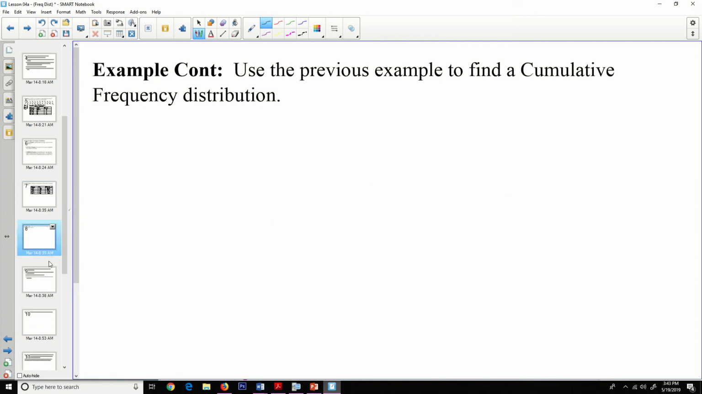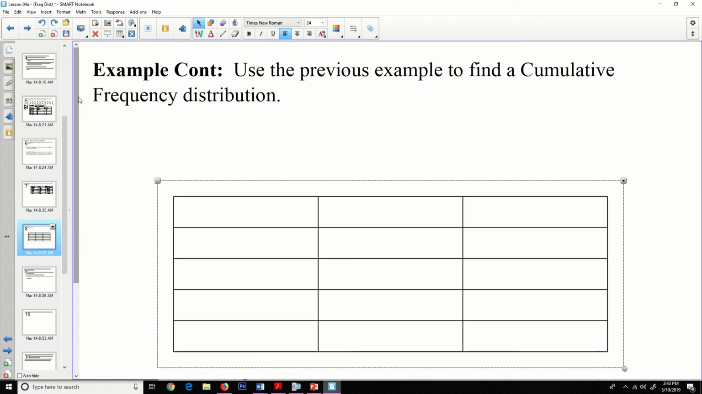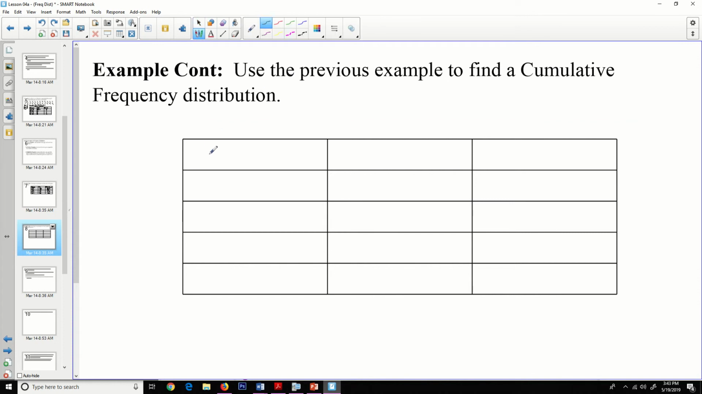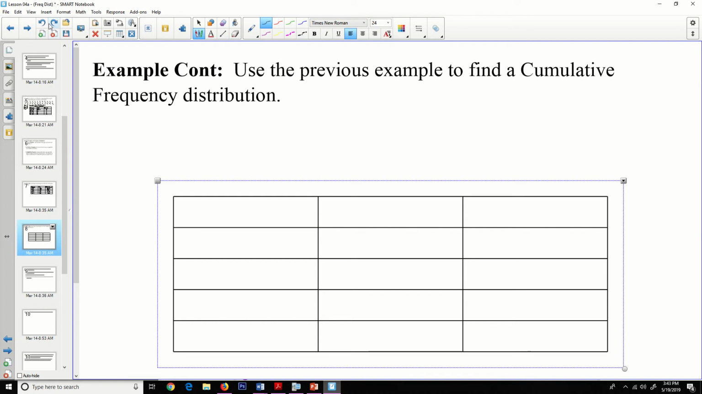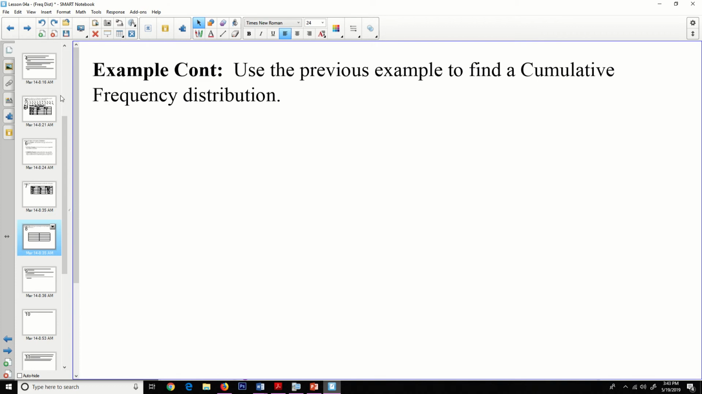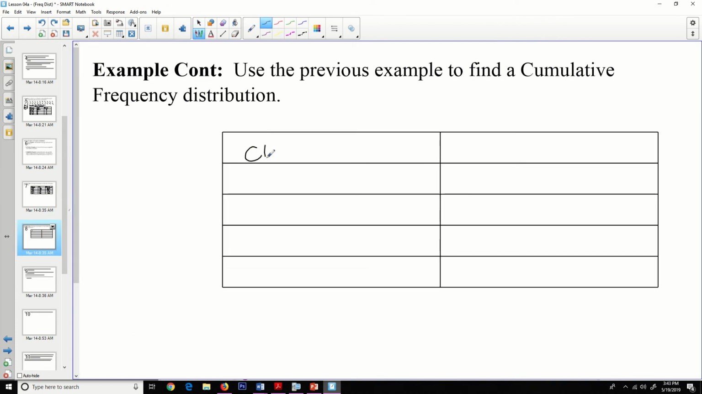All right, next one, it says use the previous example to find a cumulative frequency distribution. So again, we're going to have a table, and we'll take our class limits here. I think we could do this on a 5 by 2 table. There we go. So for this one, we're going to have our class limits.